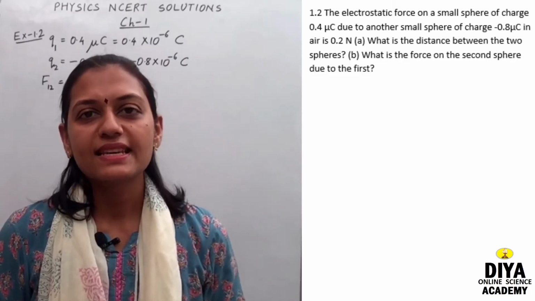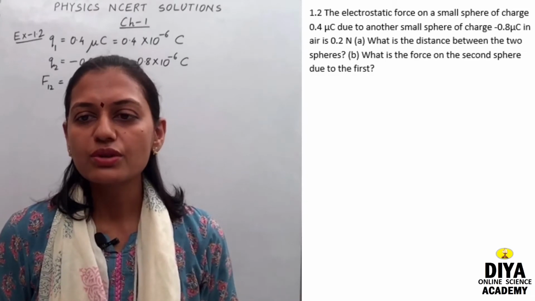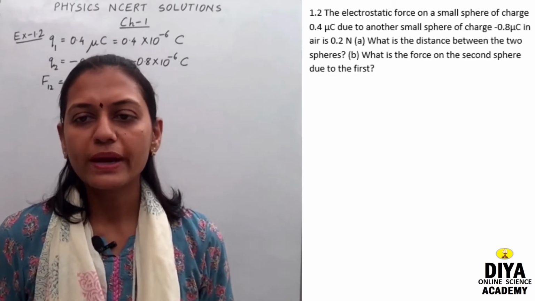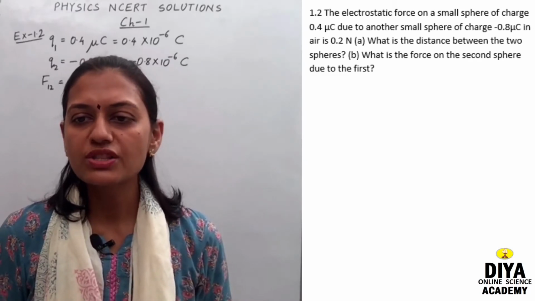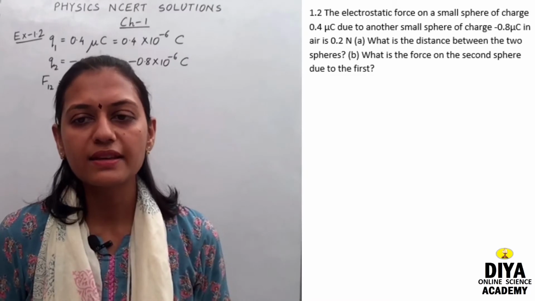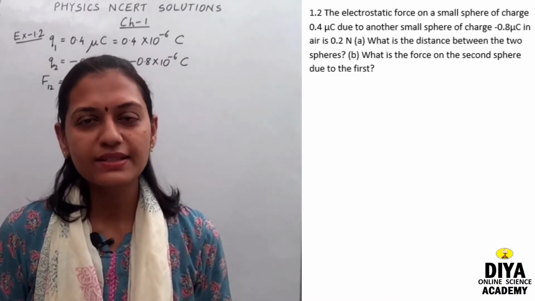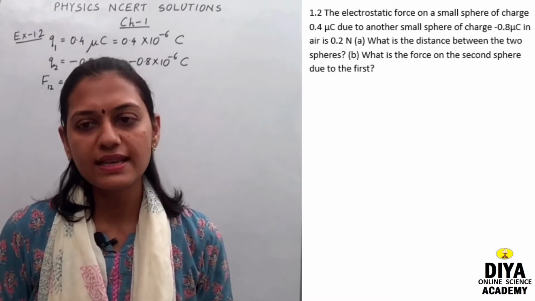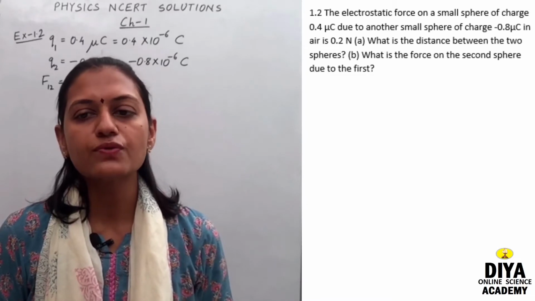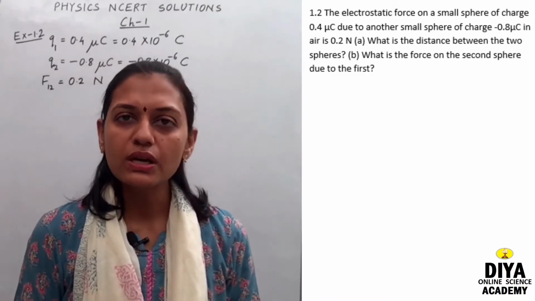Chapter 1 exercise question number 1.2, in which it is said the electrostatic force on a small sphere of charge 4.4 microcoulomb due to another small sphere of charge minus 0.8 microcoulomb in air is 0.2 Newton. So two charges have been given and the force exerted due to those two charges has been given. Now we have to find out what is the distance between the two spheres. And second thing is what is the force on the second sphere due to the first one.